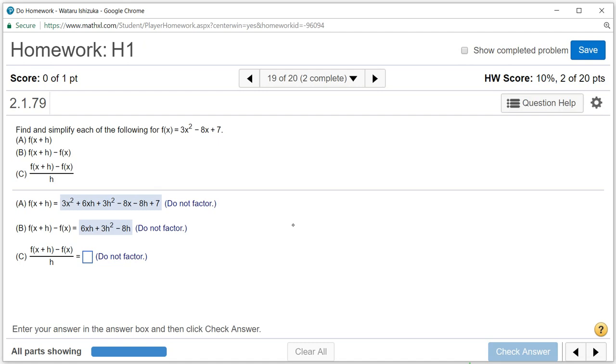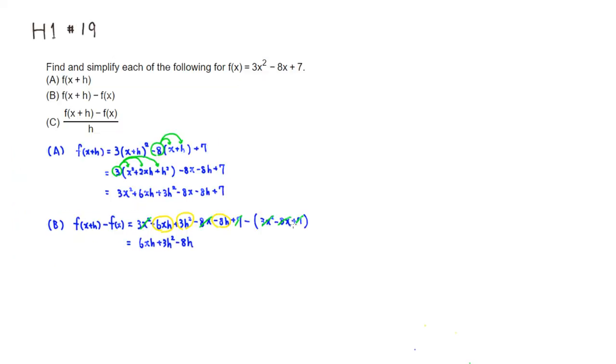Alright, part C is we take the answer from part B, divide by h. So let's do that. So last part. We want to find f of x plus h minus f of x all over h. The numerator is the answer from part B.